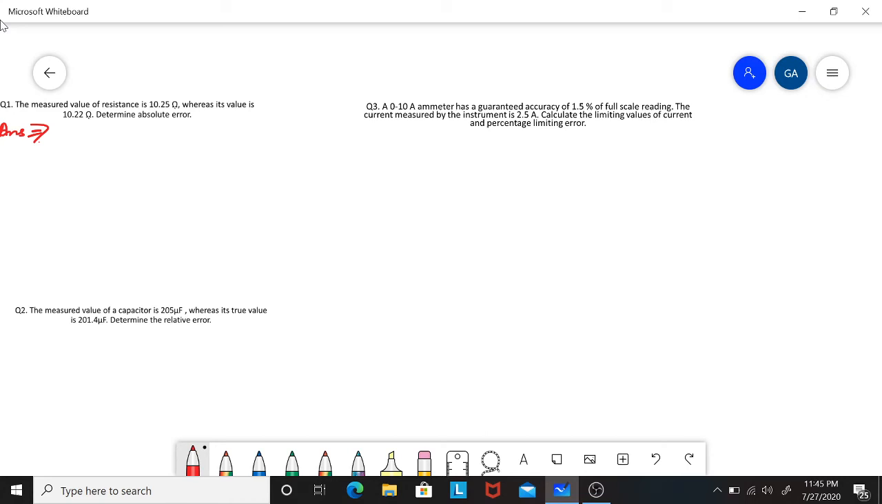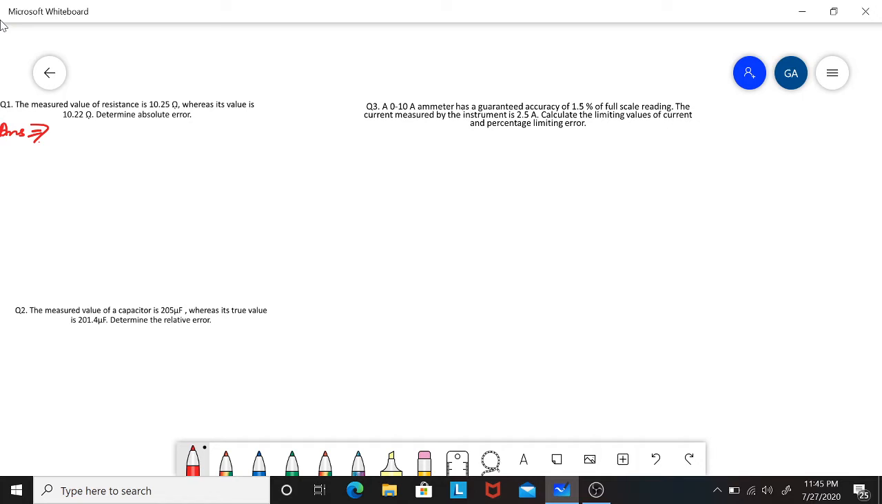Hello students. So today we'll discuss some numericals on errors in the measuring instruments. Firstly I would like to discuss the numerical on absolute error and relative error. So let's start with the first example.